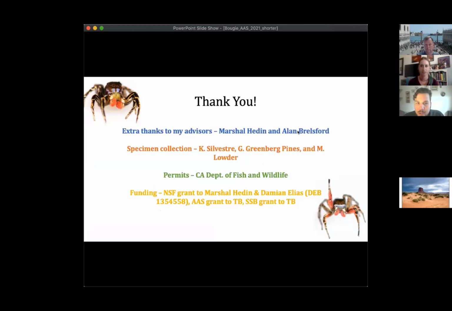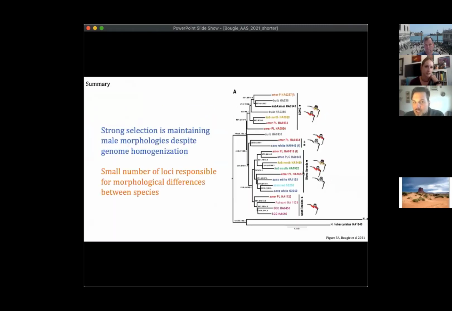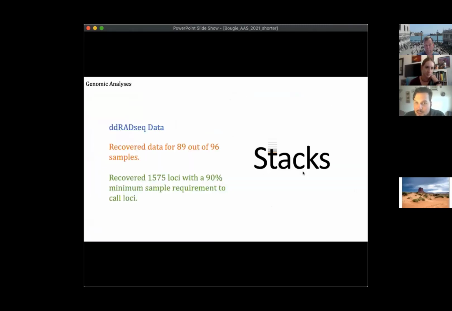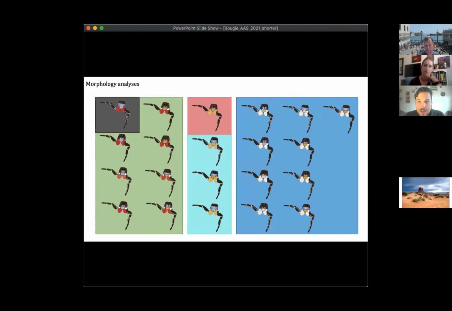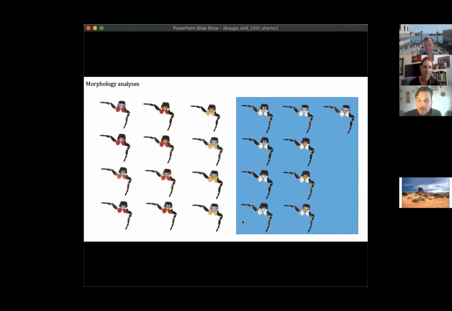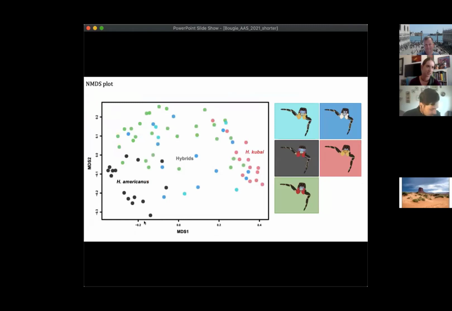So Brian asked, for the NMDS graph, what percentage of variation is explained by each axis? Mostly just visually looking at this is kind of all that I have for that answer, but thanks. I can look into that more.